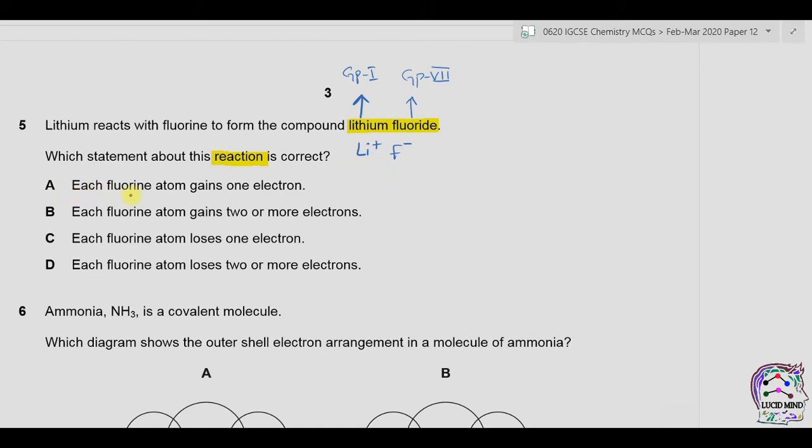We have A. Each fluorine atom gains 1 electron. Now this is true because fluorine has 7 electrons in the outermost shell and it needs 1 more electron to complete its octet. B. Each fluorine atom gains 2 or more electrons. Now this is wrong because fluorine just needs 1 electron to complete its octet. C. Each fluorine atom loses 1 electron. No, a fluorine atom does not lose it. It is actually lithium that loses an electron. D. Each fluorine atom loses 2 or more electrons. Again, this is incorrect. So therefore, correct option is A.